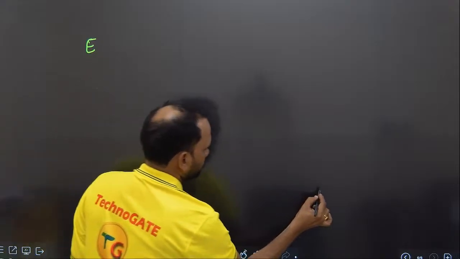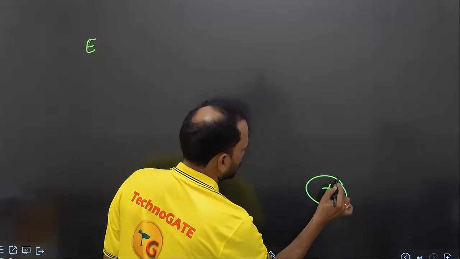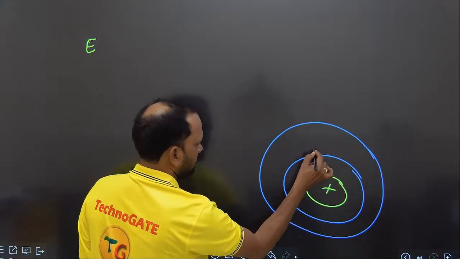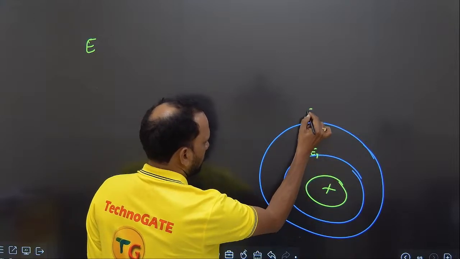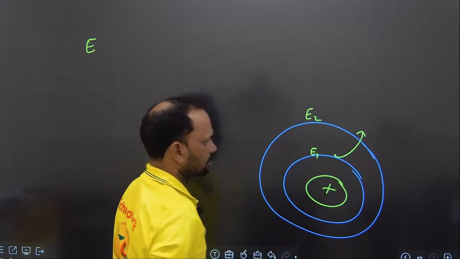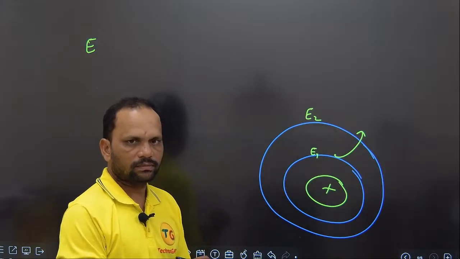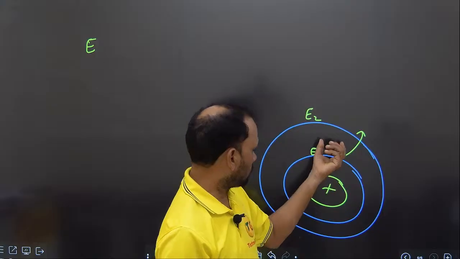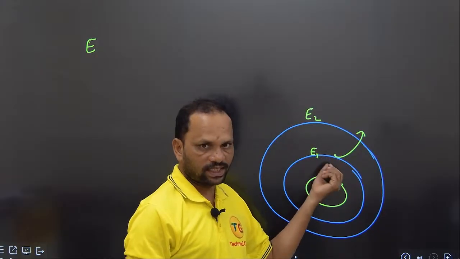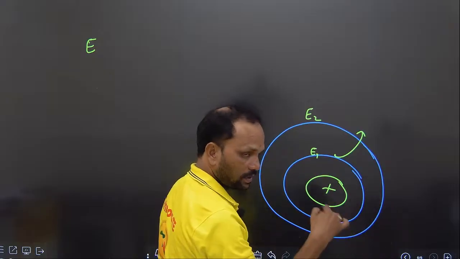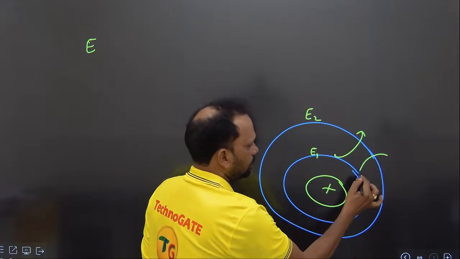For example, this is the nucleus. This is the ground state. It's the second excited state. E1, it is E2. The electron has to go from here to here, from E1 to there. Otherwise, how much energy is required to move from the E1 energy state to the E2 energy state, or how much energy is released from E2 to E1.